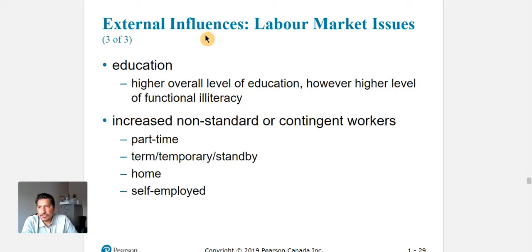Education, an external influence on labor market issues: a higher overall level of education, however, higher levels of functional illiteracy. The theoretical education is there, but they do not have practical hands-on experience. That's what they were saying about functional illiteracy. Increased non-standard or contingent workers: part-time, temporaries, home-based, self-employed. These are the jobs they offer to accommodate employees and businesses as well.